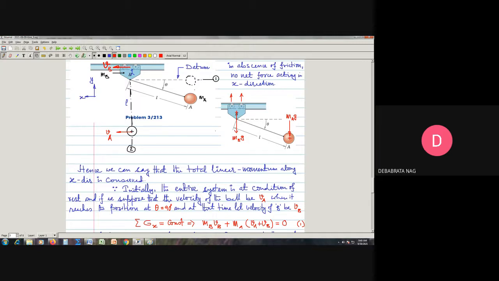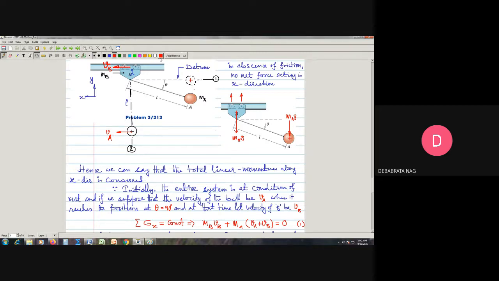So in absence of friction, we can say that there are no non-conservative forces present in the system. We can say therefore that in this case, the total mechanical energy of the entire system is going to be conserved. So therefore we can write the conservation of energy equation between the two states. We can take state 1 as the initial state, and this is state 2, which we can call the final state.